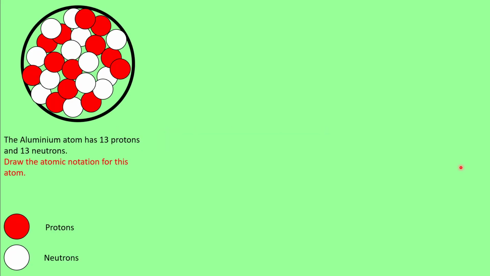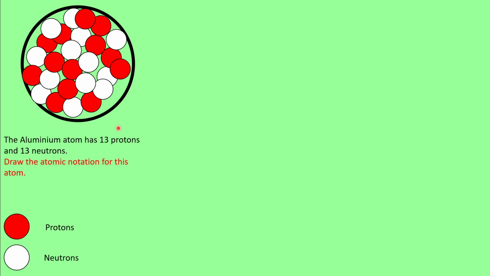This is a video tutorial for CP6f Radioactive Decay. Now for your exam, you need to be able to draw the atomic notation for simple atoms like this. So we've got an aluminium atom here with 13 protons and 13 neutrons. Pause the video now and see if you can draw the atomic notation for this atom.